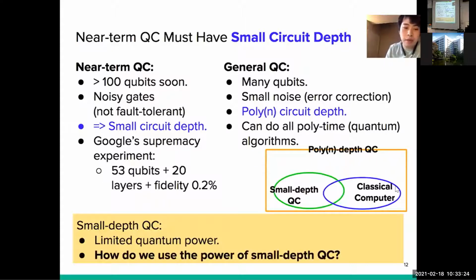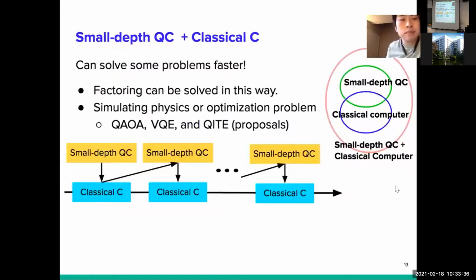Now the next question is, how do we use the power of a small depth quantum computer? It seems that we still have some additional power if we have a small depth quantum computer. Then how do we utilize the power? One very simple, and I think brilliant, idea is to collaborate the small depth quantum computer with a classical computer. Like this, you can solve all problems in the green and blue circles. And sometimes because of the collaboration, you may be able to solve more problems, like all the problems in the red circles. So how do we collaborate?